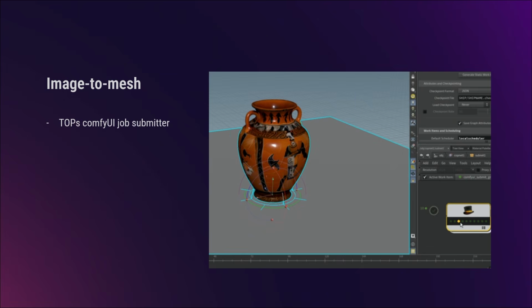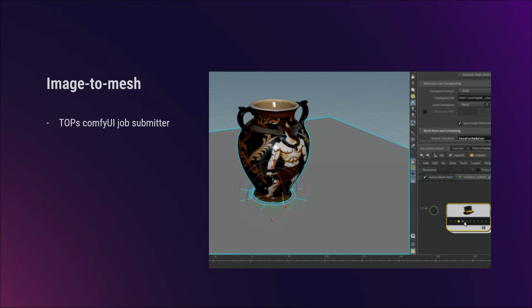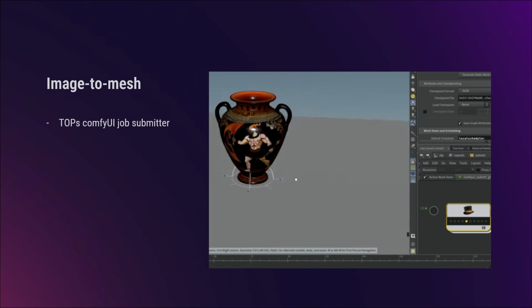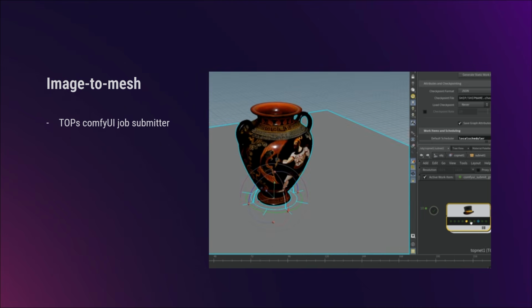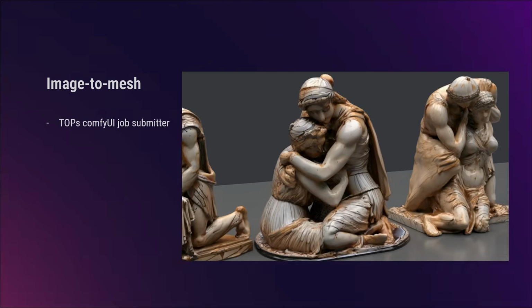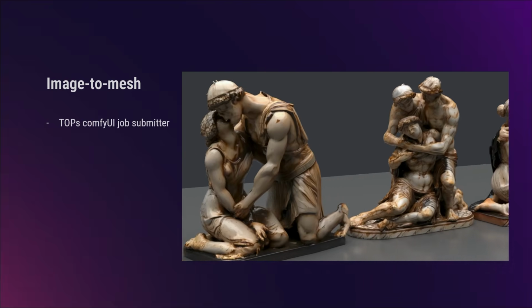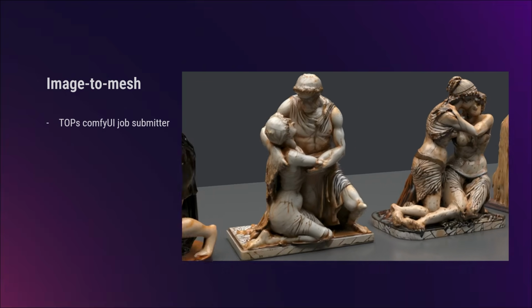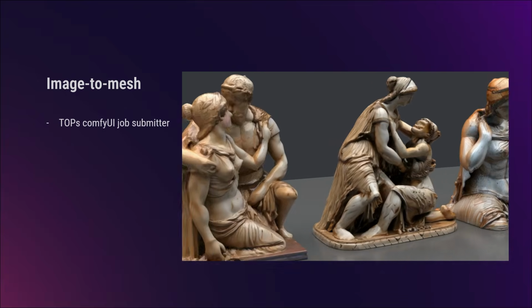And once you have that with the TOP submitter, you can just kind of pump out a bunch of different models. So here we're just doing some Roman vases with weird images projected onto them. Or we can do an infinite rotation of different statues. You just have a TOP network that generates different nodes and just go, and you can have a very big library of content very fast.